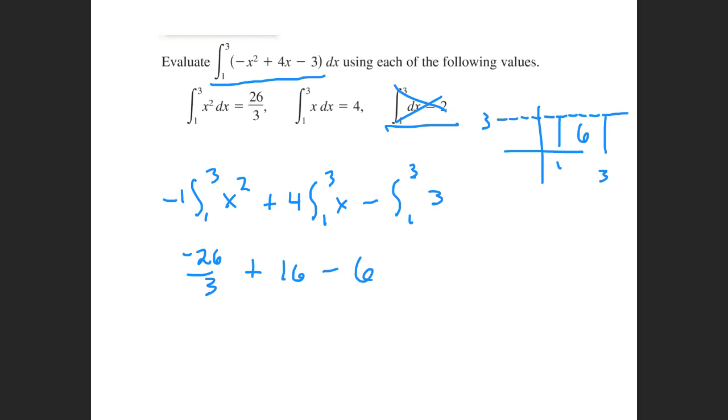So now I can put this together. 16 minus 6, so that's going to be 10. So now I have negative 26 over 3 plus 10. I suppose I would make this 30 over 3. So my answer would be 4/3.